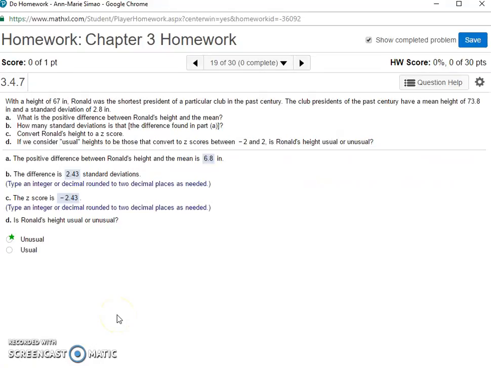So this one's going to ask you to calculate a z-score. With a height of 67 inches, Ronald was the shortest president of a particular club in the past century. The club presidents of the past century have a mean height of 73.8 inches and a standard deviation of 2.8 inches. This is where, remember we were talking about variance? If you had a variance, it would be something inches squared, which you can't do anything with. What is the positive difference between Ronald's height and the mean?